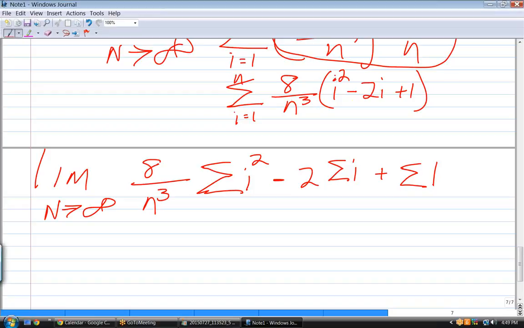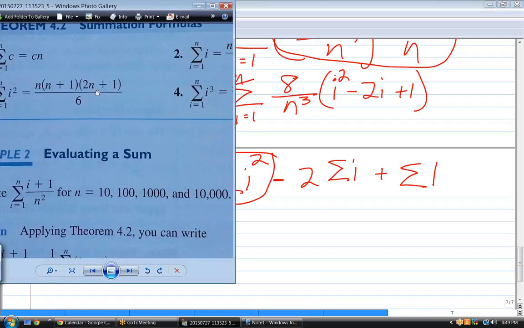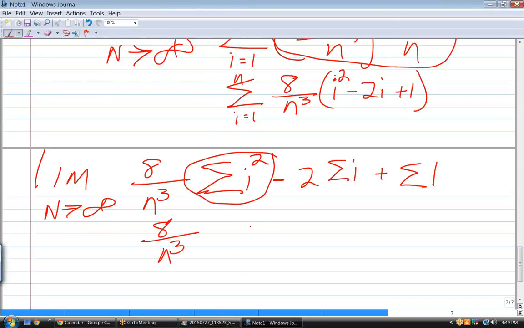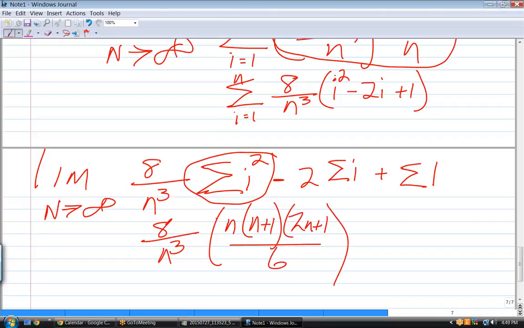So this becomes the limit of this. I'm going to replace that with that. In other words, I'm going to lose the sigma. It's n times n plus 1. Hold on, what is it? It's n times n plus 1 times 2n plus 1 over 6. That's the sum of I squared. When I lose the sigma, I replace it with n's.